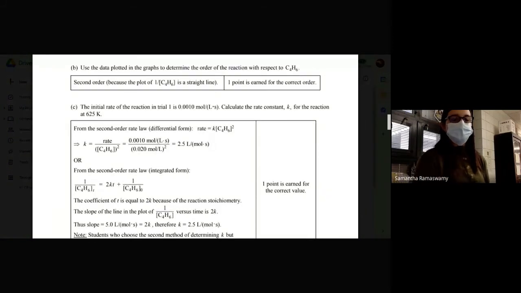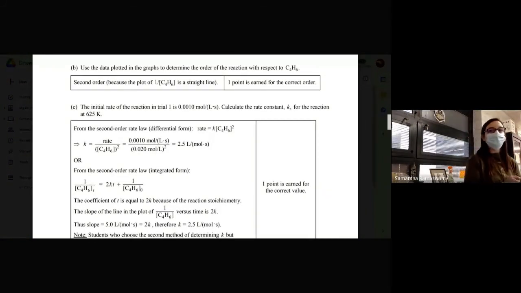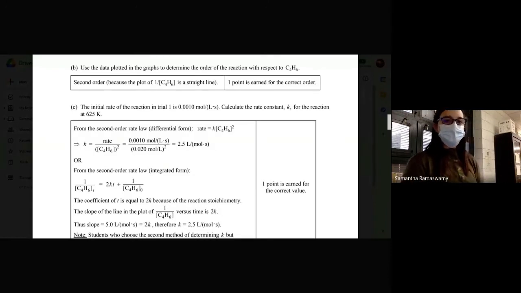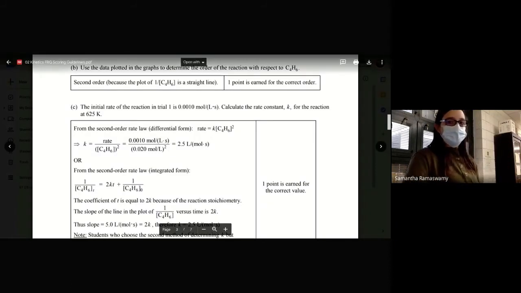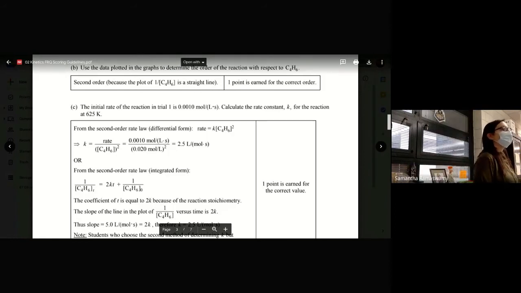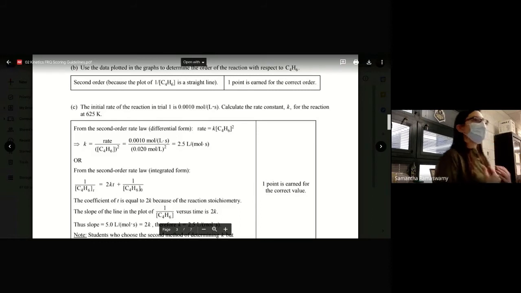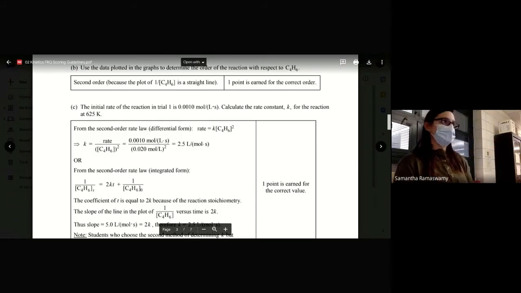So part B, use the data plotted to determine the order with respect to C4H6. The answer is that it's second order. It did not tell us to justify or explain, so you weren't required to say the plot of 1 over concentration was a straight line. If you did, that's fine. But if it would have said justify, then you would have needed to make sure that you said that. So that was 1 point.